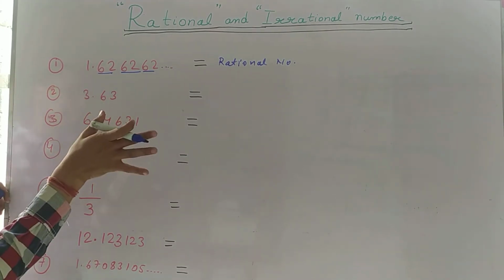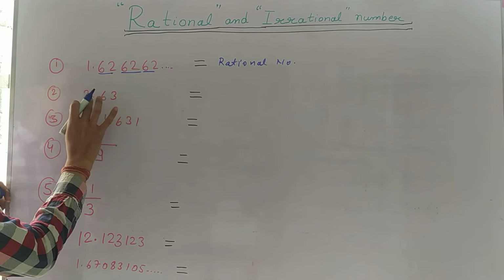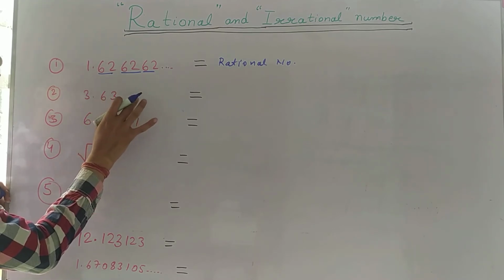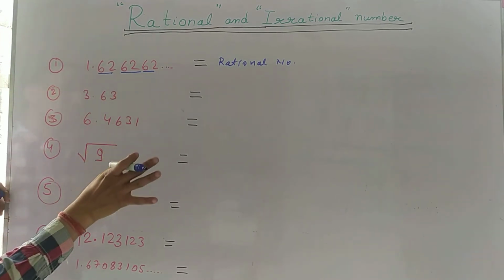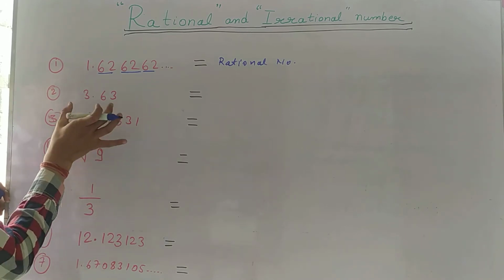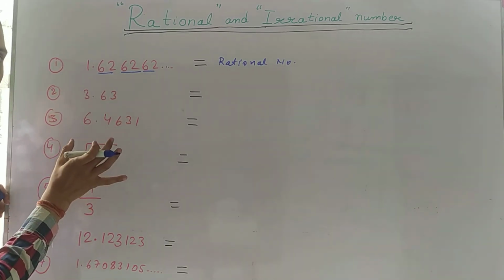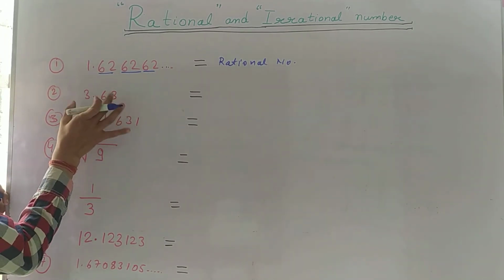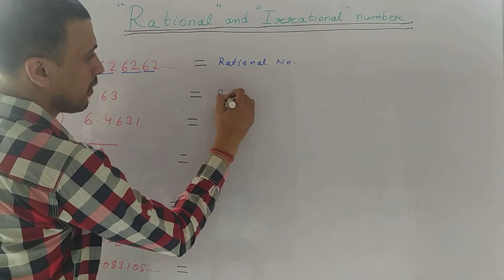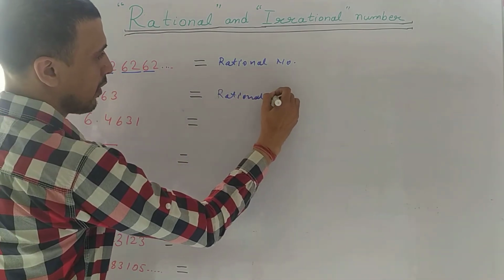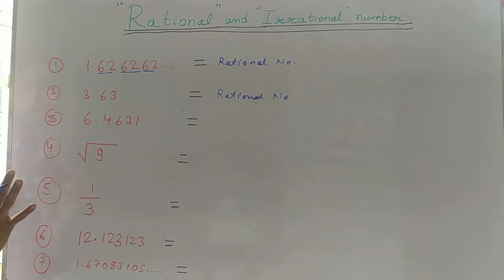Now, second question. 3.63. After the decimal, you can see 3.63 and there is no dot dot dot, no recurring sign, nothing further. So it is terminating. Terminating means rational number.